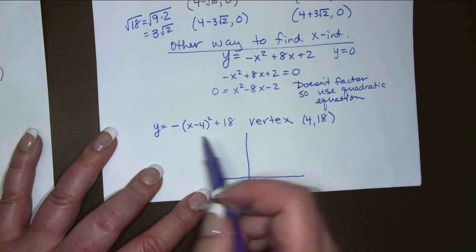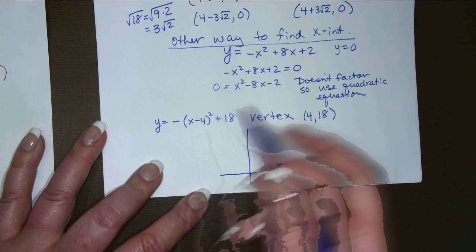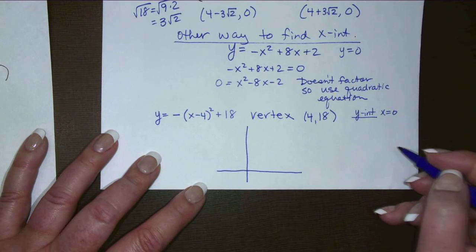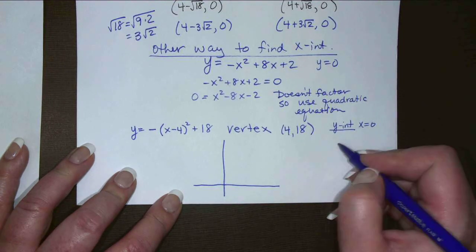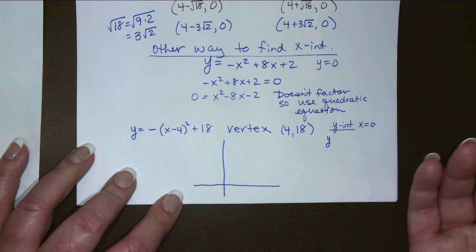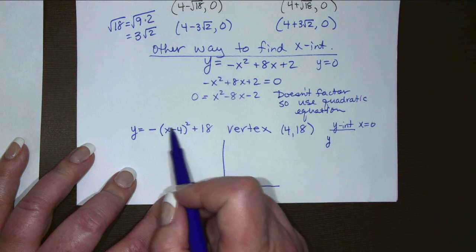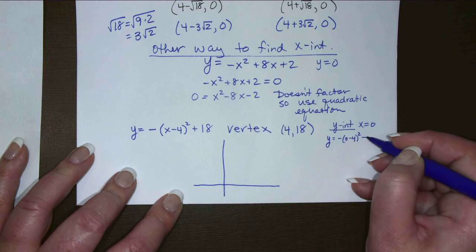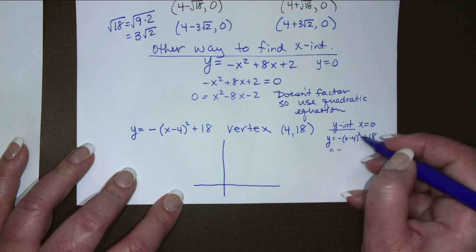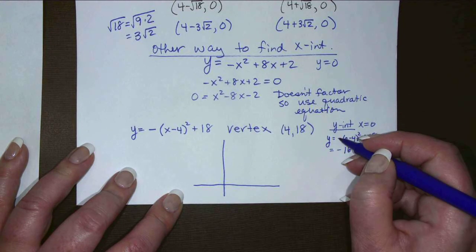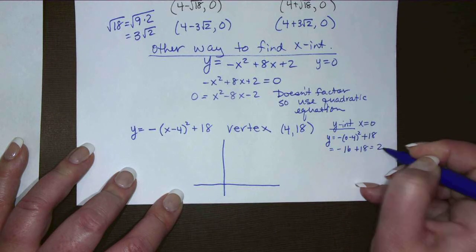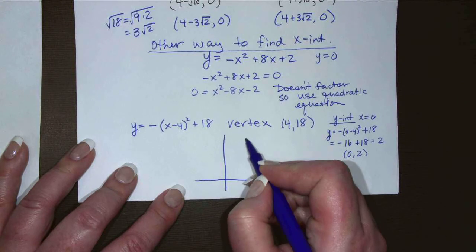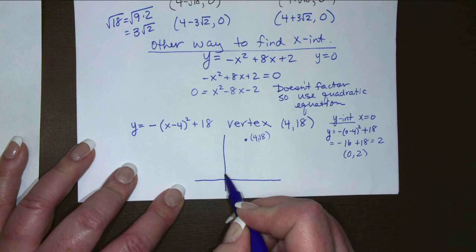And what about our y-intercept? We let x equal 0. You could go back to the original if you had it. It's actually easier to plug in 0 there, but here would be okay. Minus 0 minus 4 squared plus 18. 4 squared, 16, plus 16 with a minus in front. 2. So (4, 18) is up here, and (0, 2) is down here.